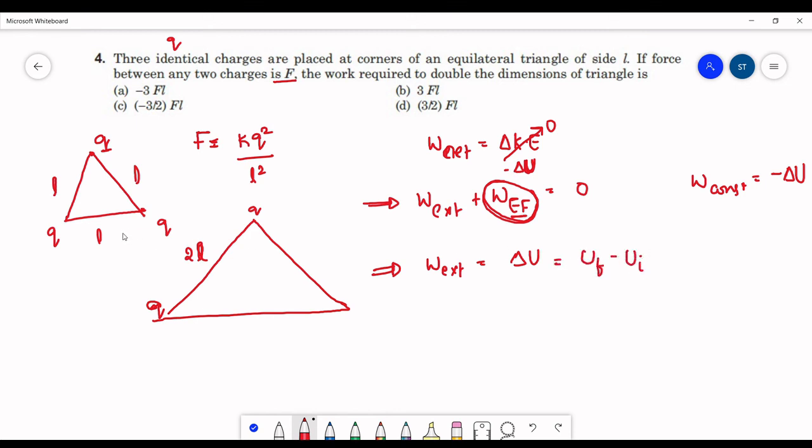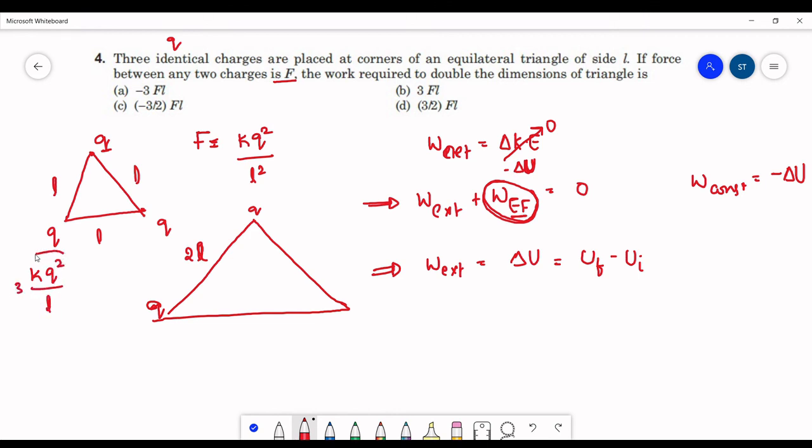Let us calculate these two terms. Initially we are having three pairs. Each pair will have a potential energy of K Q1 Q2 upon R, which is K Q square upon L. So 3 pairs are there.